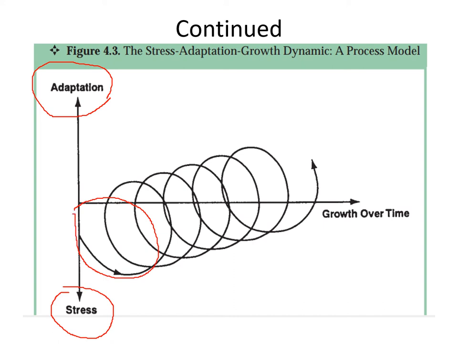Gradually, with the passage of time, when we have crossed the phase of acculturation and are in the middle, we are going upward towards adaptation, with less stress and more adaptation. Next, after crossing the acculturation and integration phases, we enter the assimilation process. So we can see adaptation in this cyclic procedure, upward towards adaptation. Here you can see it's growth over time. So this is the model.